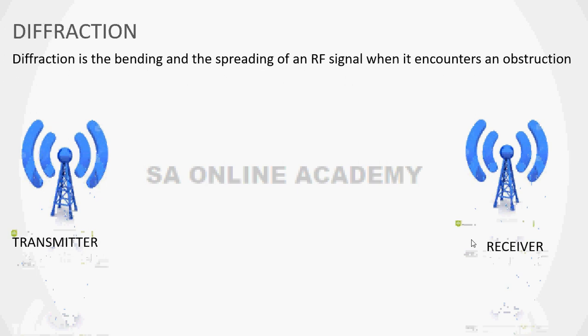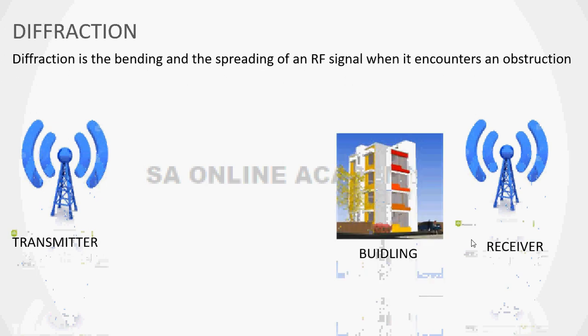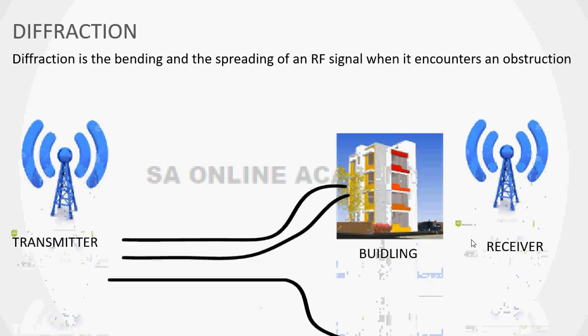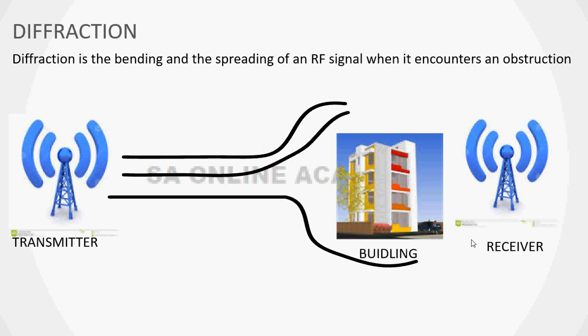Let's see an example. There is a building in between. When the transmitter transmits, because of the building, the signal gets scattered or spread. This process is called diffraction. In refraction, because of medium density, the ray gets bent. That is called refraction.